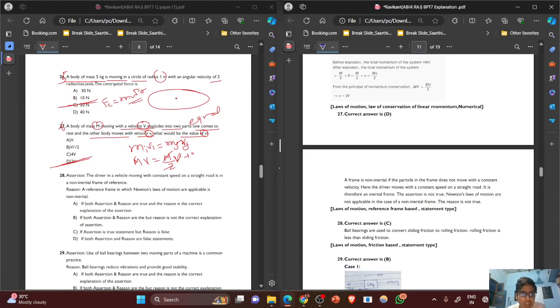Now moving ahead to question number 27. Assertion: the driver in a vehicle moving with constant speed on a straight road is in a non-inertial system. No, the assertion is wrong. Reason: a reference frame in which Newton's laws are applicable. In our assertion and reason, both are wrong.